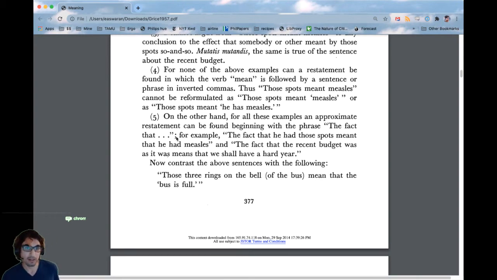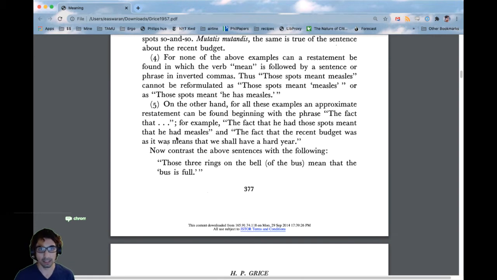Fourth, for none of the above examples can a restatement be found in which the verb mean is followed by a sentence or phrase in inverted commas. And here inverted commas is just British for quotation marks. Thus, those spots meant measles cannot be reformulated as those spots meant 'measles', or those spots meant 'he has measles'. The idea is there's no sentence that means the thing that those spots mean.